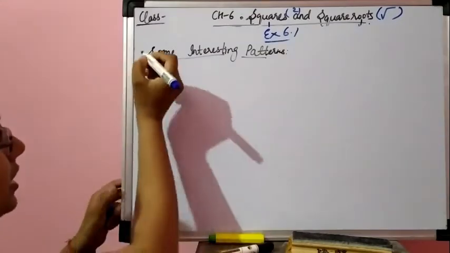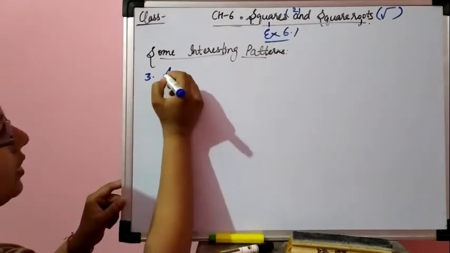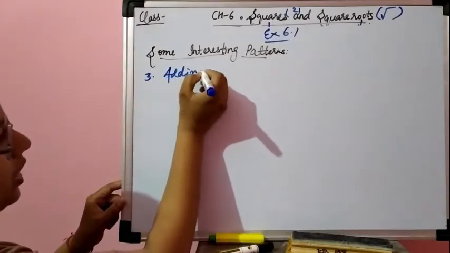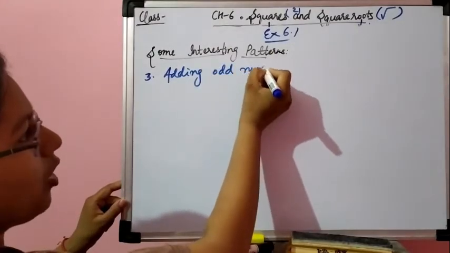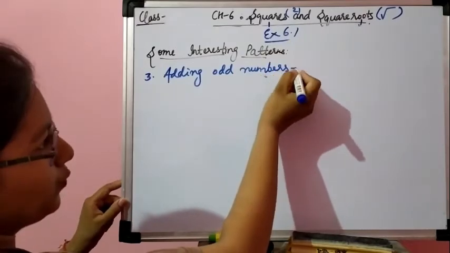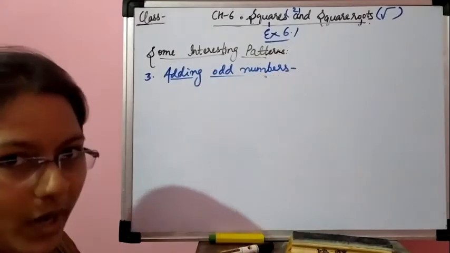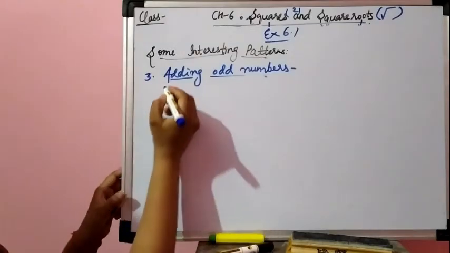Now here we will study the third pattern. The third pattern is about adding odd numbers. Okay. Odd numbers, we all know what they are. Odd numbers are the numbers which are not divisible by 2. Okay, means 1, 3, 5, 7, 9. These are odd numbers.